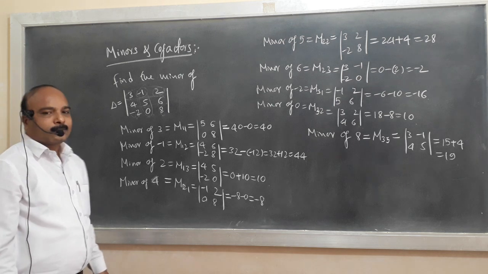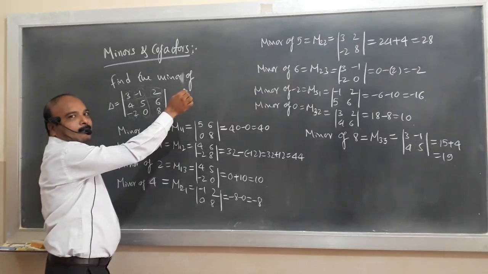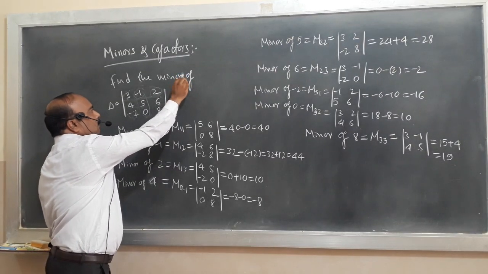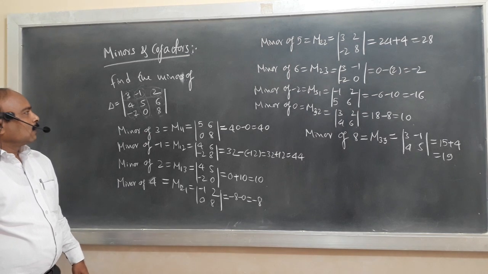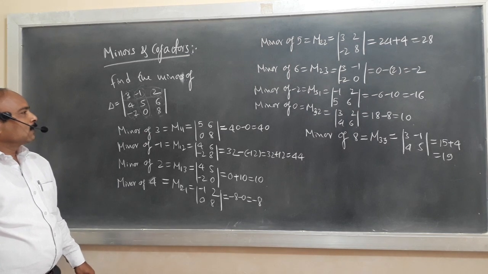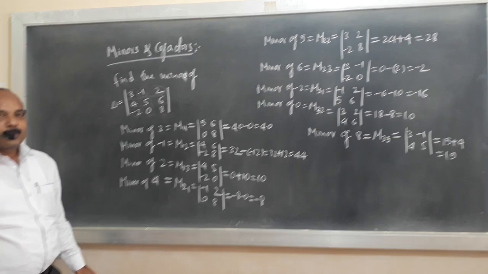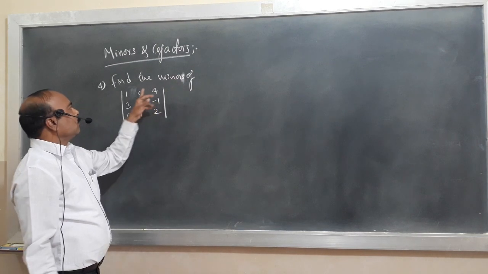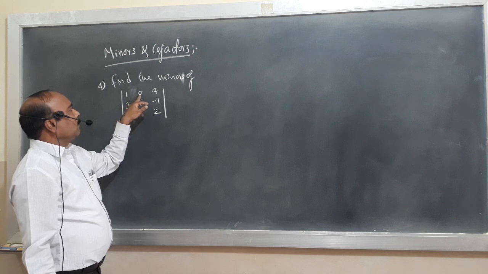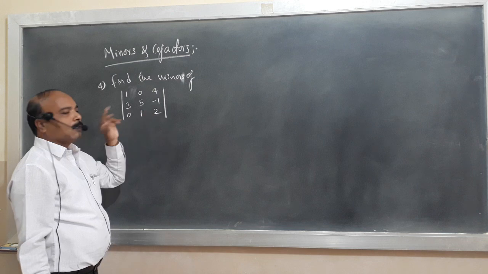Take the solution. It is the minors of this determinant. Like that, we calculate minors of every element. Next, we go for another example. Find the minors of the determinant whose elements are 1, 0, 4, 3, 5, minus 1, 0, 1, 2.